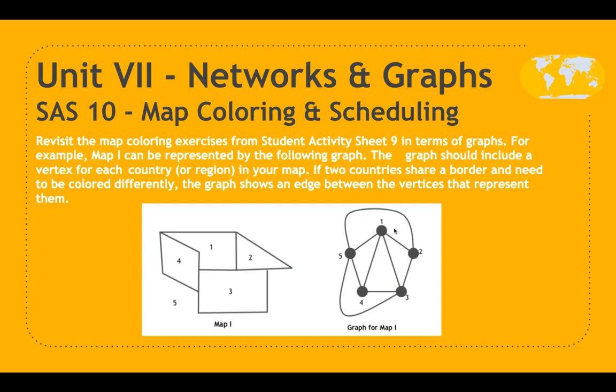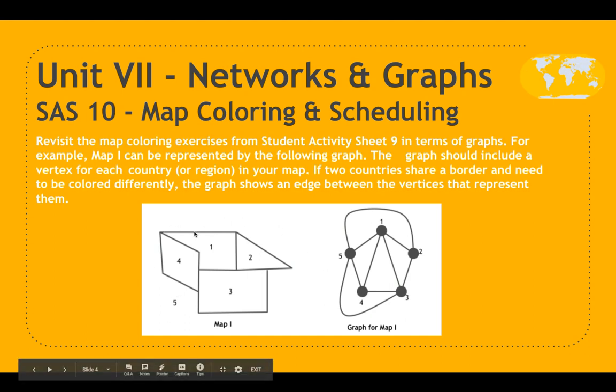So let's check and see if it works. Vertex 1 says it shares a border with 2, 3, 4, and 5. And guess what? 1 shares a border with 2, 3, 4, and 5. 2 right here, 3 right here, 4 shares a border right there, and 5, since it wraps all the way around, 1 shares a border here.